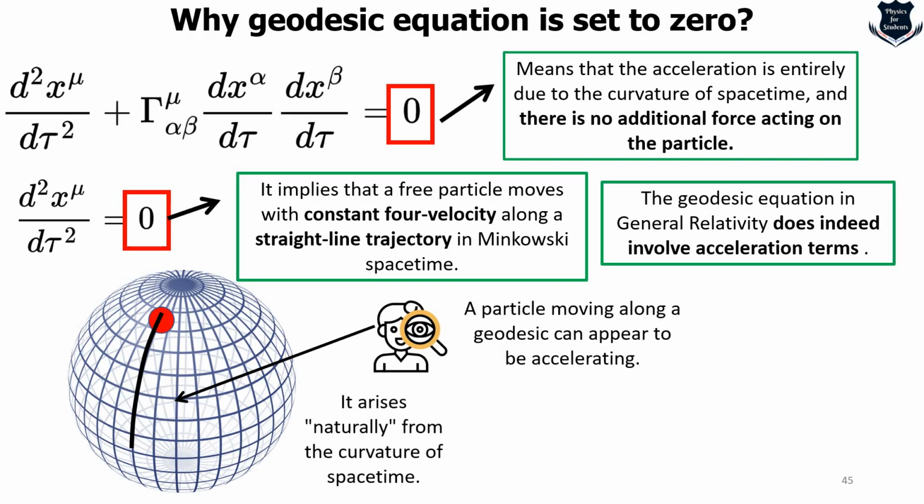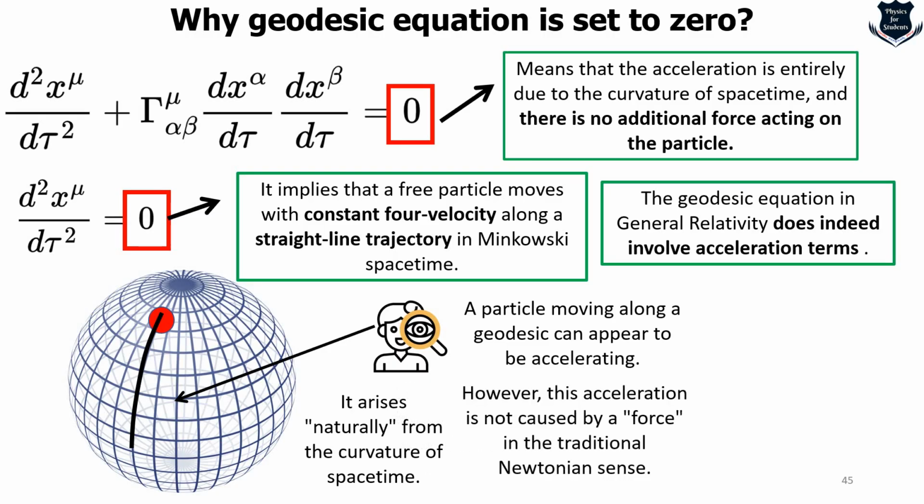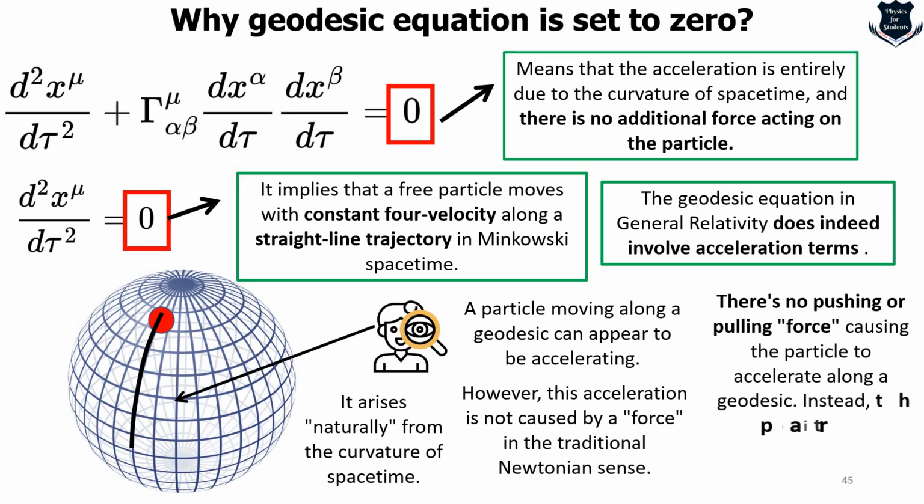This is acceleration. But actually, in terms of general relativity, it arises naturally from the curvature of space-time. There is no force. So this acceleration is not caused by a force. It is basically just following the natural path, which is the geodesic. And that is why it appears to the external person that it is accelerating. However, it is just following the straight path.